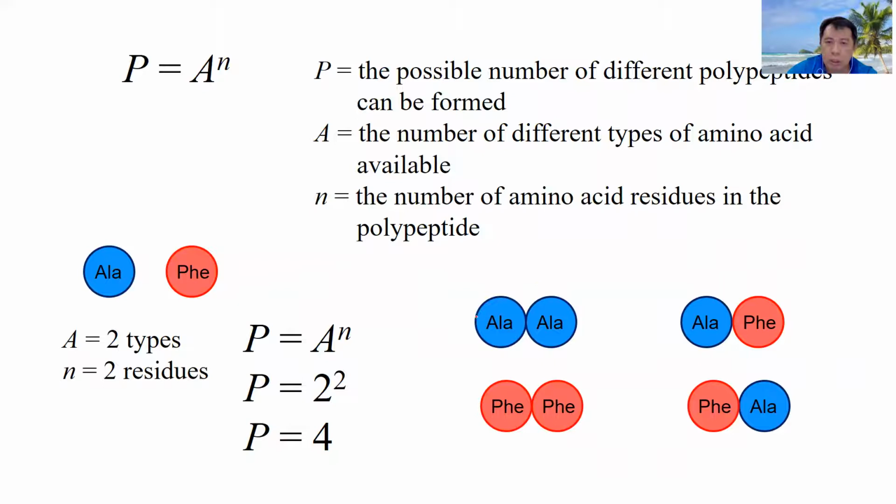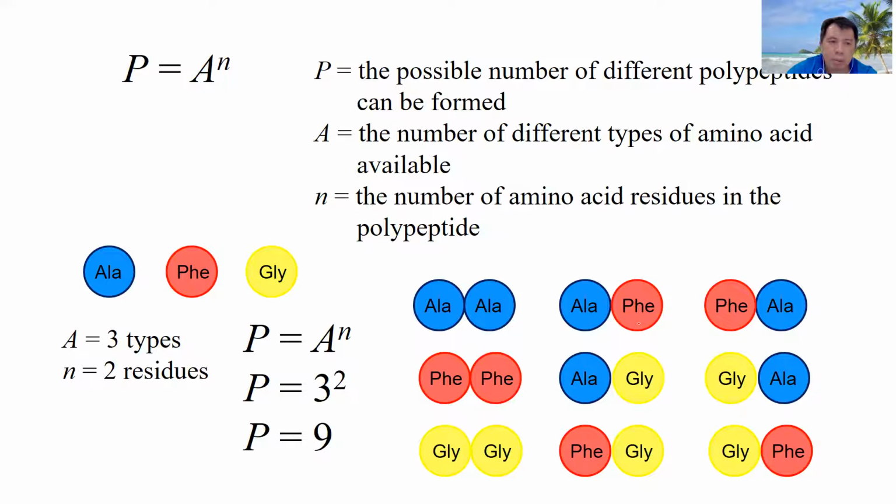So this is the possible number of different dipeptides that can be formed. Now we look at the other example, using 3 and 2. Here we have 3 different types of amino acids available to form a dipeptide. So now we want to form the dipeptide.